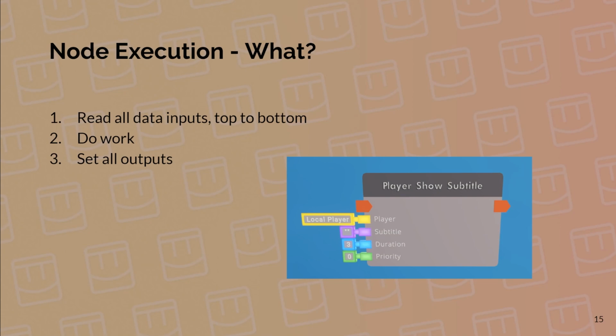If I told you that this chip is executing, what it is going to do is first read all of its inputs. It's going to read in: What player should I show the subtitle to? What is the subtitle that I want to show? What is the duration of that subtitle? What is the priority of that subtitle?